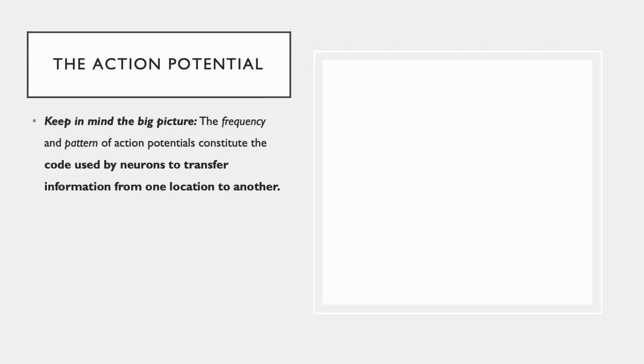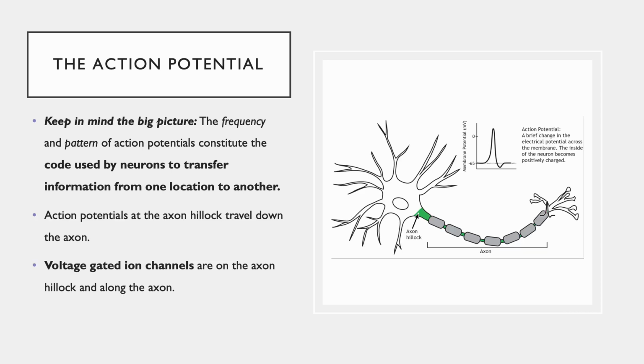So keep in mind this big picture. The action potential is essentially like a frequency or a pattern that constitutes a code, and neurons can transfer this code from one to another. Essentially, this is a transfer of information. Action potentials begin at the axon hillock, but they travel down the entire axon. And just a reminder, voltage-gated ion channels in the axon hillock are highly concentrated, and thus this is where an action potential typically begins.